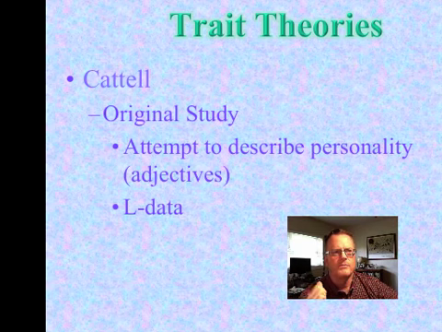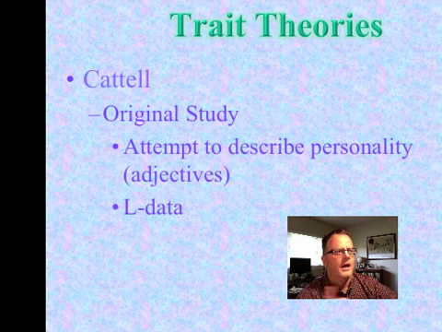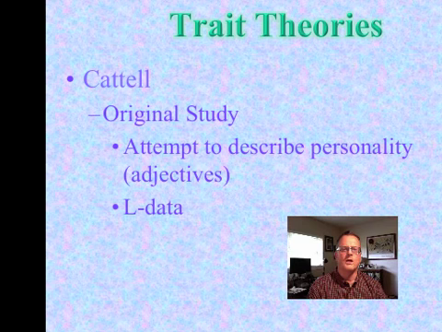L data refers to, I want to get data on John Smith. So I'm going to ask people who know John Smith to fill out a questionnaire, meaning these 170 adjectives, and rate on what we call the Likert scale, 1 to 7: how much of this trait does John Smith have? Okay, so L data was ratings of a person by other people.